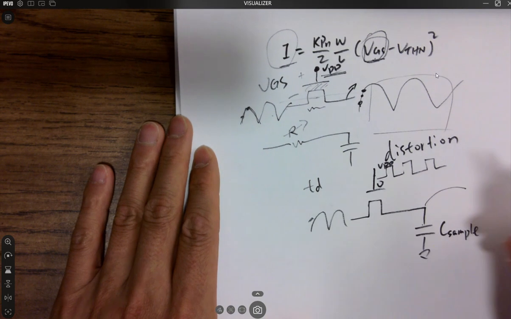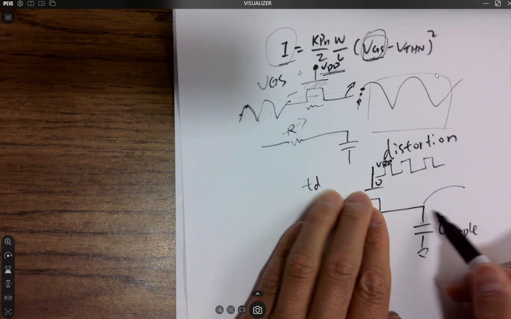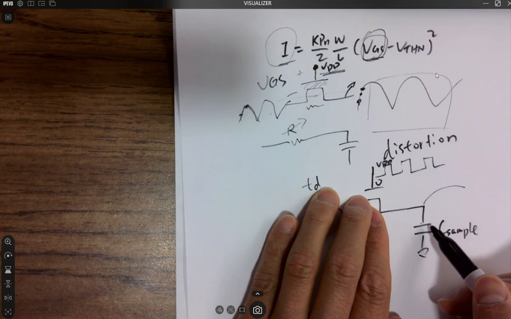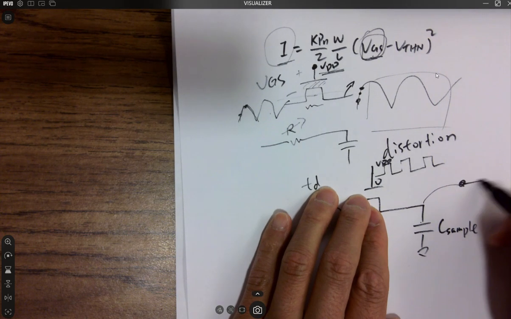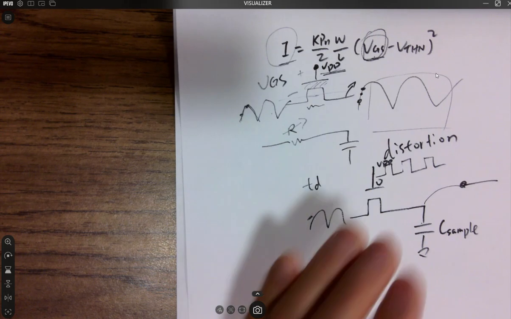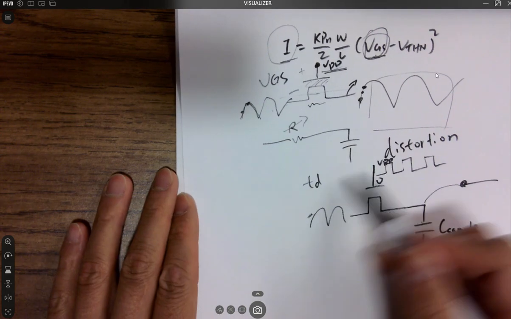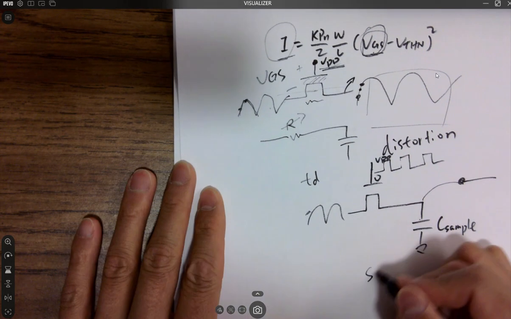I turn this off, it's being held over here. It's not changing because it's not being charged or discharged. So after it's getting sampled, it stays over there. I mean, it seems like this is a very simple sample and hold circuit.